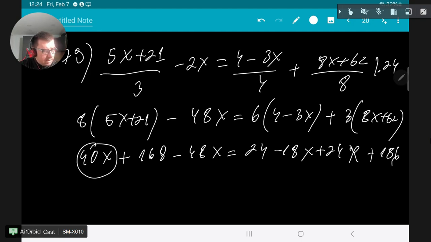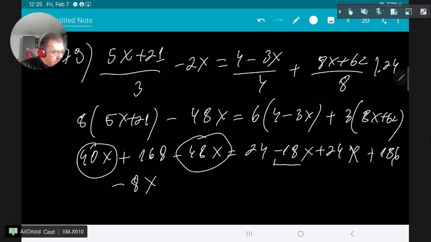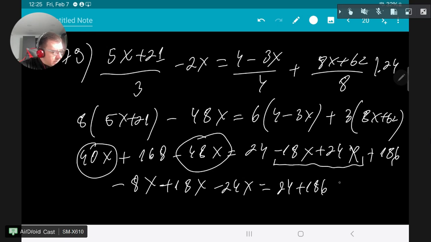So here I get minus 8x, here I get plus 18x minus 24x equals 24 plus 186 minus 168. So this is minus 14x equals to what? Now, so 186 minus 168.